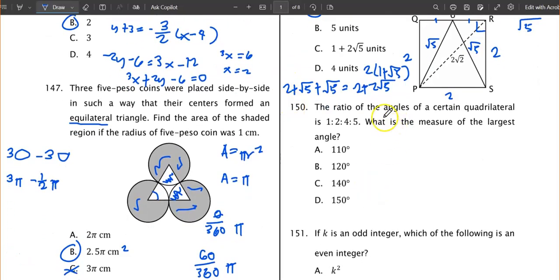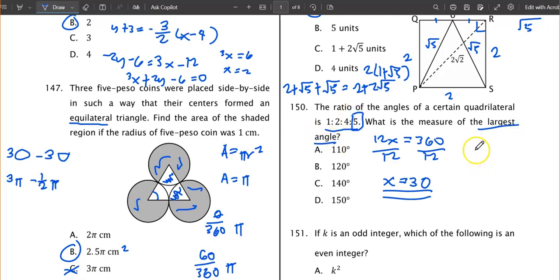150. The ratio of the angles of a certain quadrilateral is 1 to 2 to 4 to 5. What is the measure of the largest angle? So this problem, we call this partitive proportion. To solve this one, we just need to add every part. So we have 1 plus 2 plus 4 plus 5, that is 12 parts, equals the quadrilateral. The total angle is 360. Solve for x, divide everything by 12. X is 30. But this is not your answer. You're asked for the largest angle. The largest is 5, so multiply it by 5. 5 times 30 gives you 150. The answer is letter D.